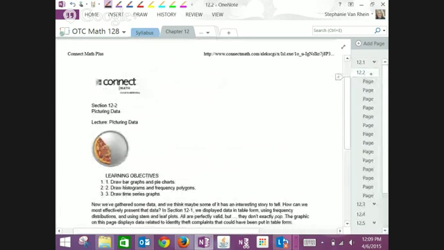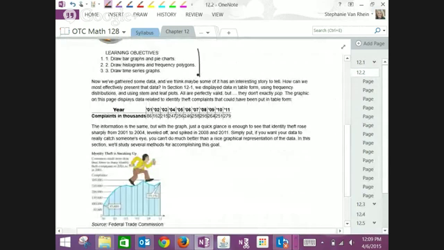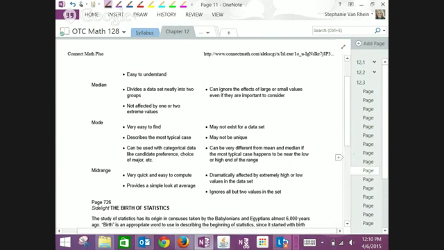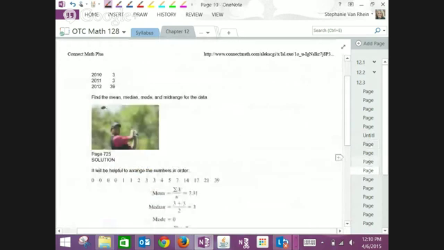12.2 is actually picturing data, drawing the 3 types of charts. And that's pretty straightforward. A little time consuming, but not necessarily difficult. 12.3, again, the same type here. It was maybe a little time consuming to find the mean, the median, mode, and mid-range. And then to compare the 4 measures of average, it gives a nice little table in your book. Unfortunately, it's on 2 pages. Where did the little table go?